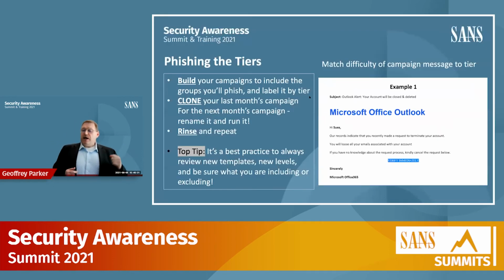Okay, so how do you fish your tiers? I wanted to include something about that because we're not used to using a system like this. So to fish the tiers, you're going to build your campaigns to include the groups you're going to fish and label it by tier. So instead of saying August 2021 accounting, you're going to say August 2021 advanced 0%.